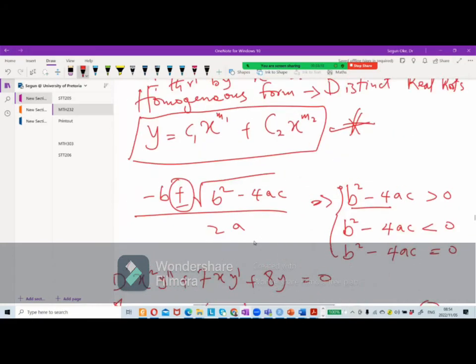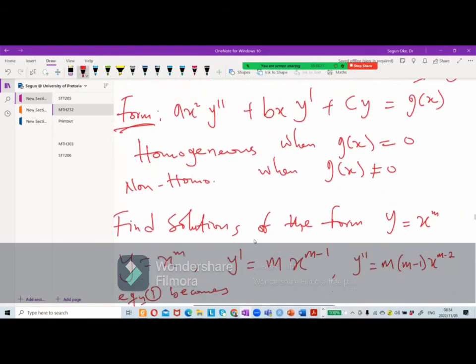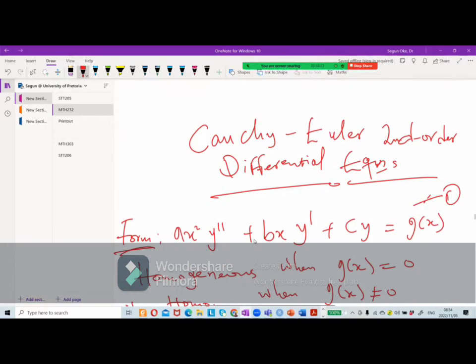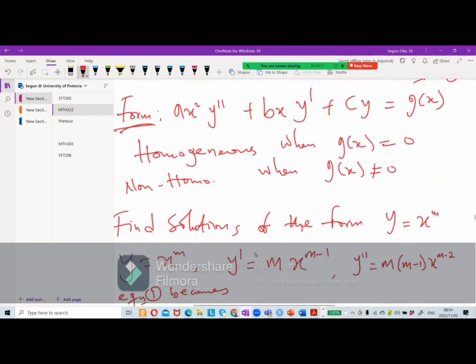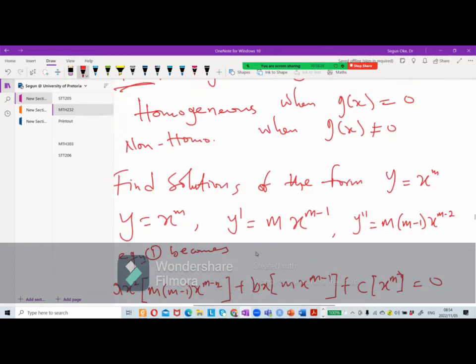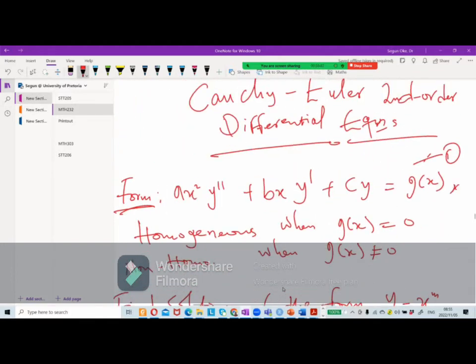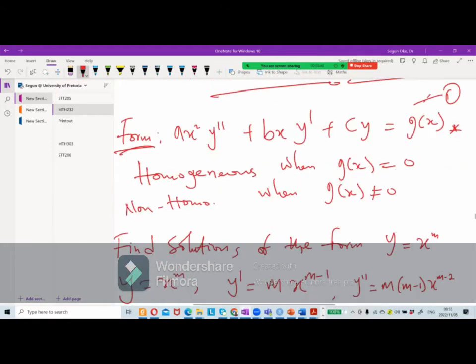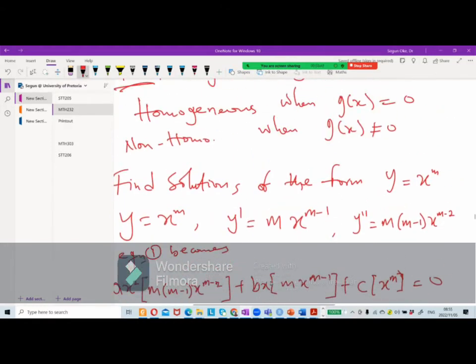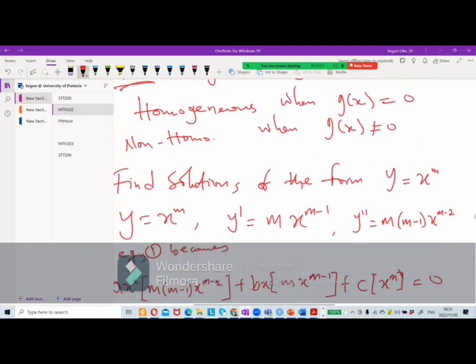Okay, look at it. We started the proof from here. The Cauchy-Euler second order differential equation. We say that it is homogeneous when g of x equals 0. Non-homogeneous means the g of x you are seeing there is not equal to 0. Then we have this formula and this equation.